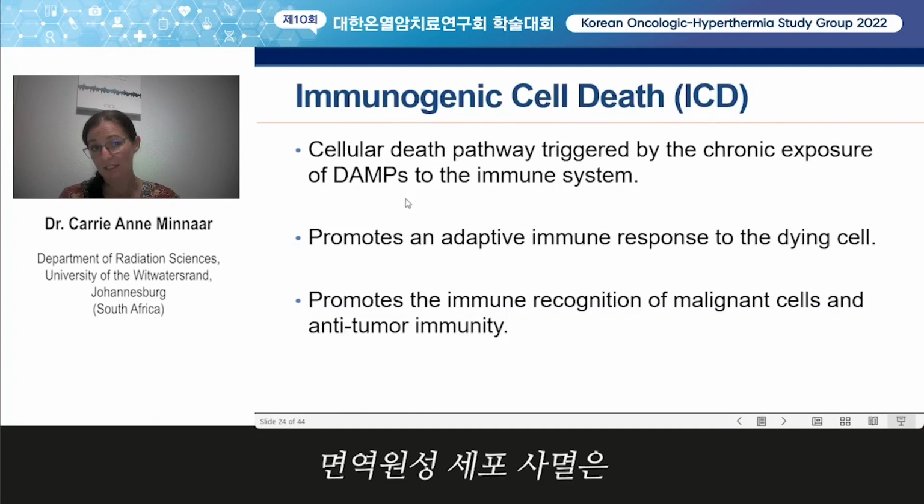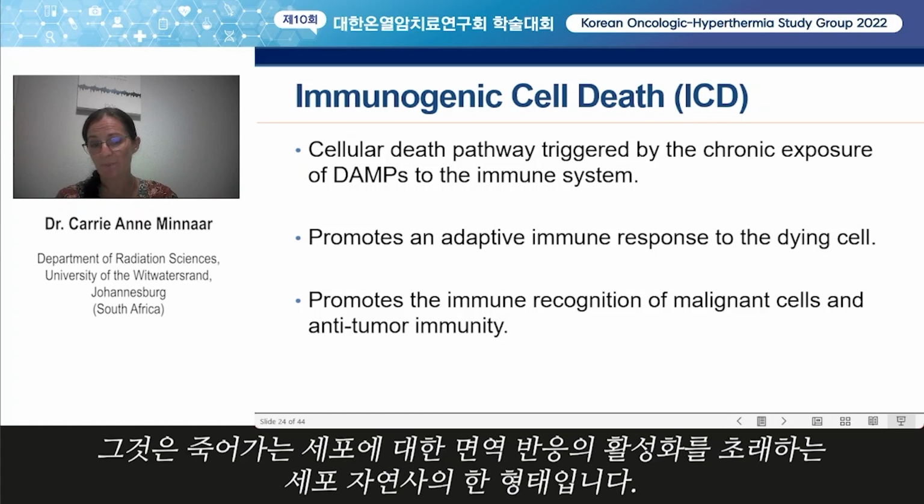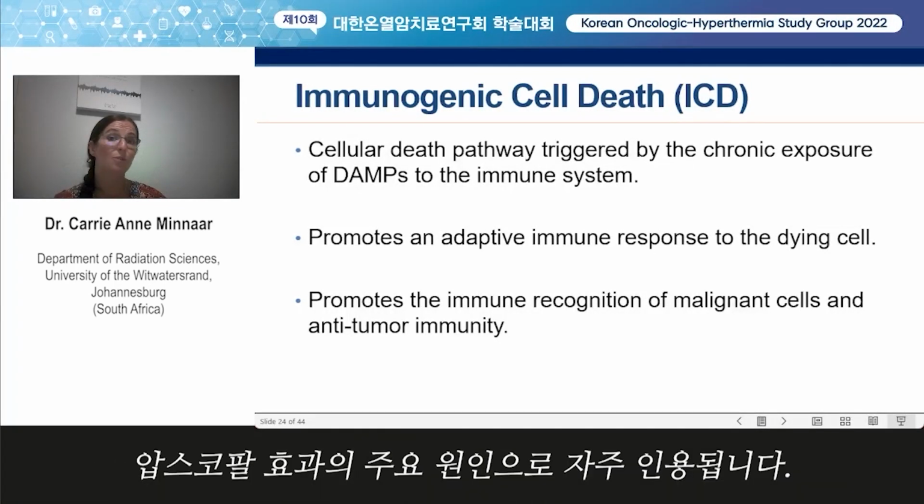Immunogenic cell death. This describes the cellular pathway or death pathway triggered by the chronic exposure of damage-associated molecular patterns to the immune system. It's a form of apoptosis that results in the activation of the immune response to dying cells. In oncology, this process appears to promote the immune recognition of malignant cells and anti-tumor immunity and is frequently cited as the major contributing factor to the abscopal effect.